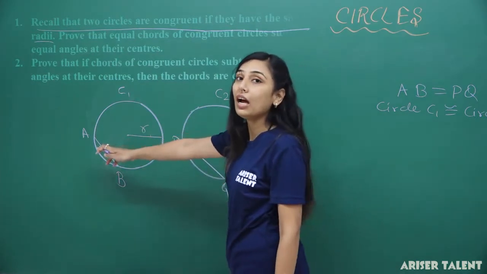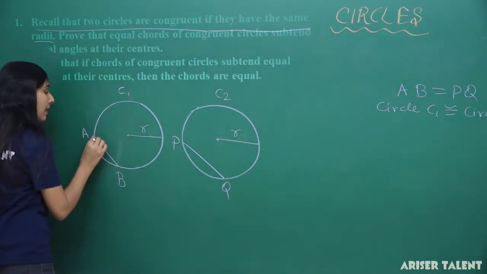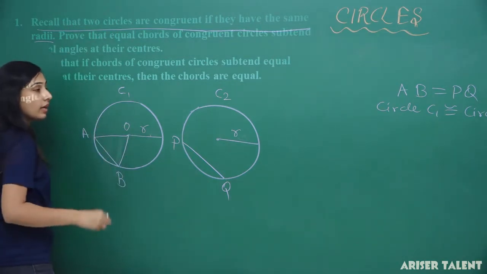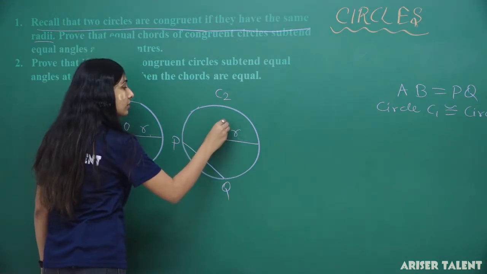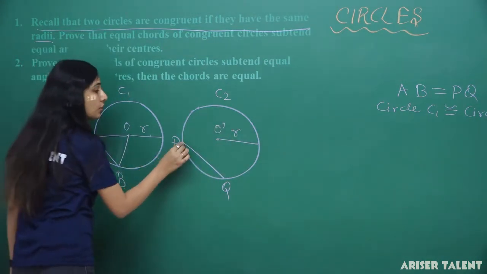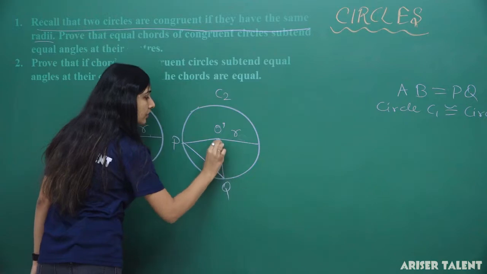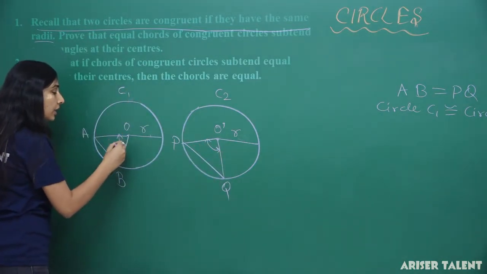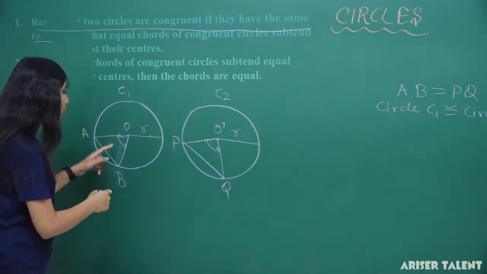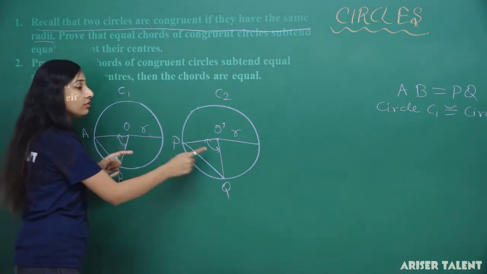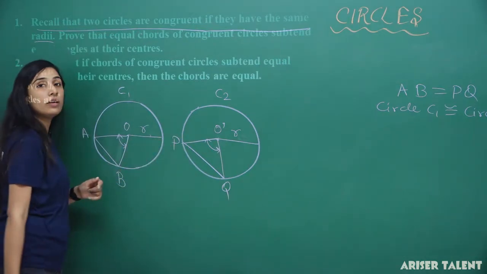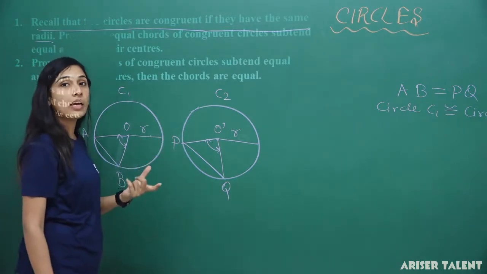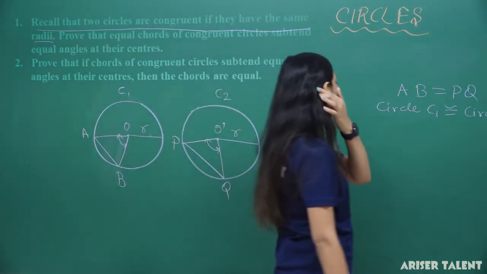Now this chord will have the angle at its center by constructing these two lines. Let's suppose this is O, and the center of the other circle is O dash. So if I join these, I'll have an angle here and an angle here. Now the examiner is asking us to prove that these two angles are equal. If these two circles are congruent, they have the same radius.